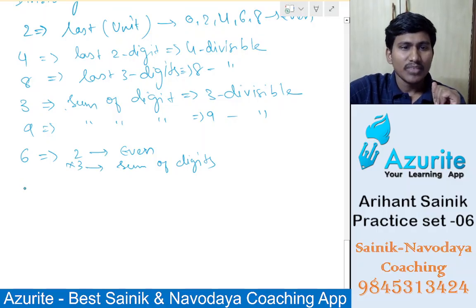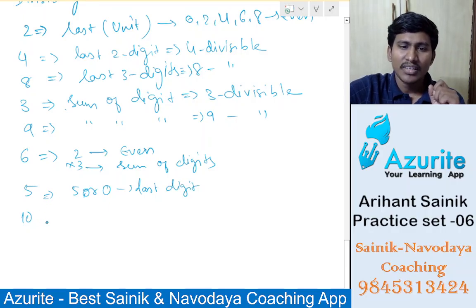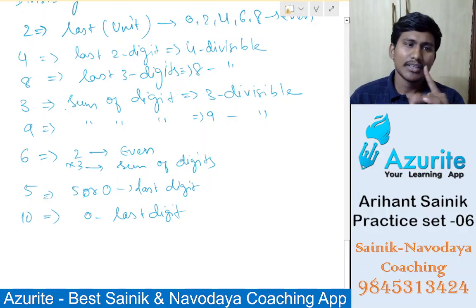After that, 5 and 10. 5 means 5 ones are 5, so 5 or 0 should be the last digit. And 10, 0 should be the last digit, then only it will be divisible by 10.